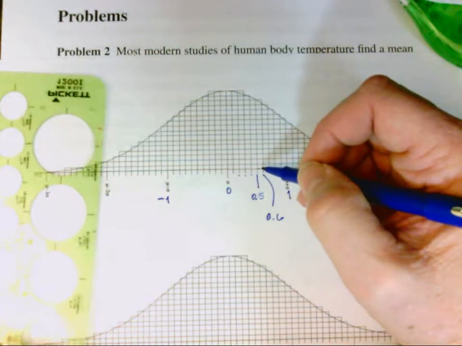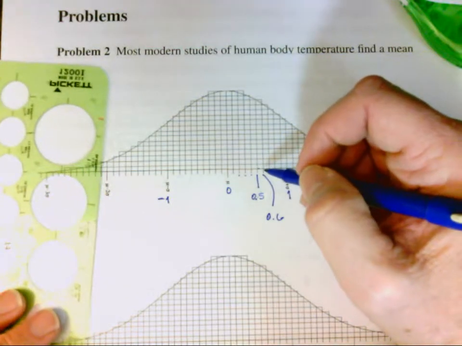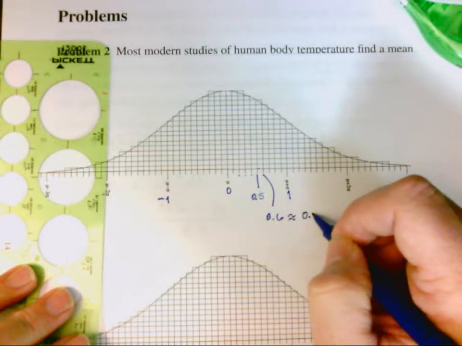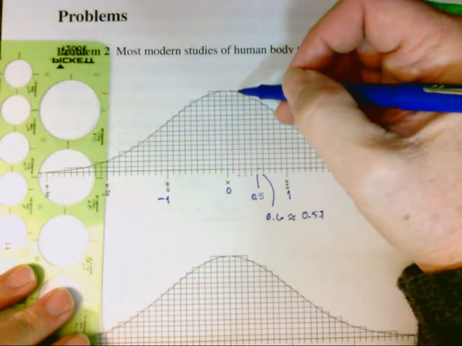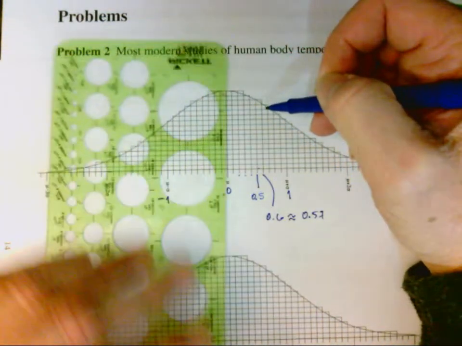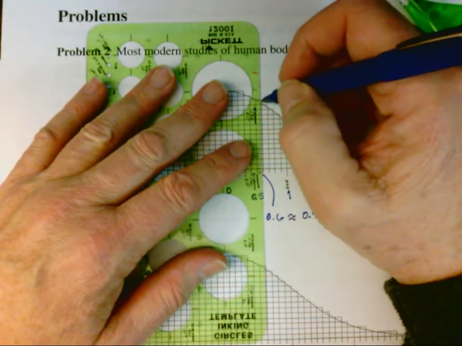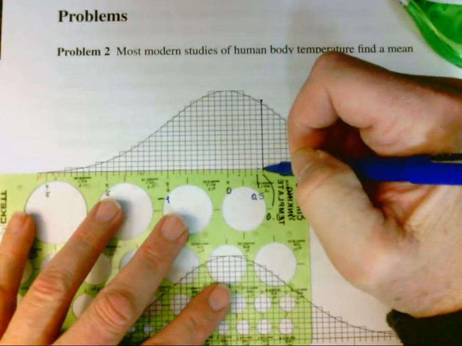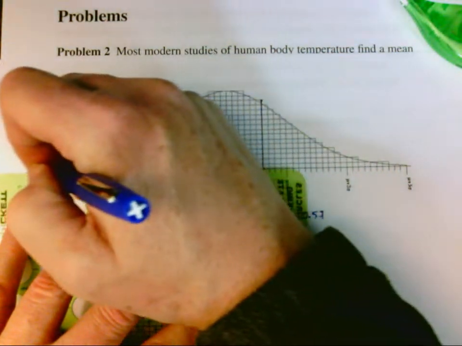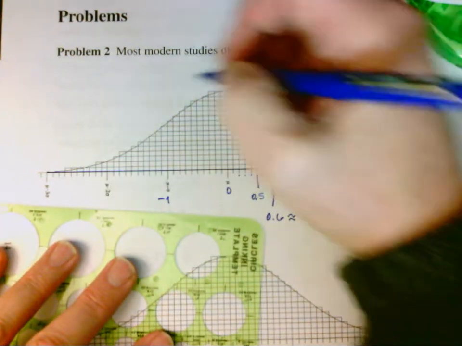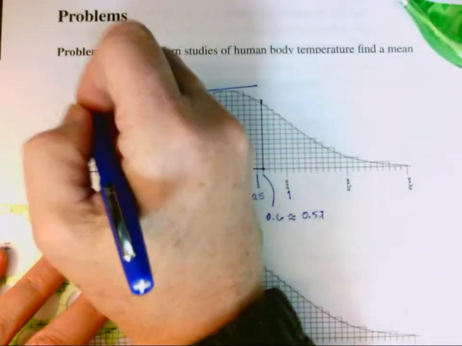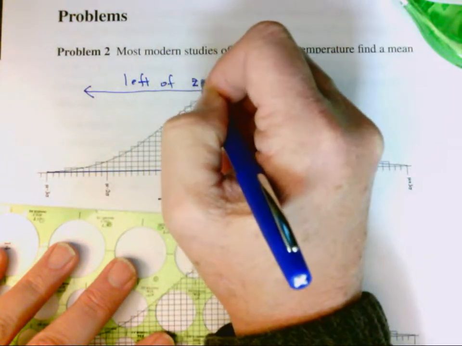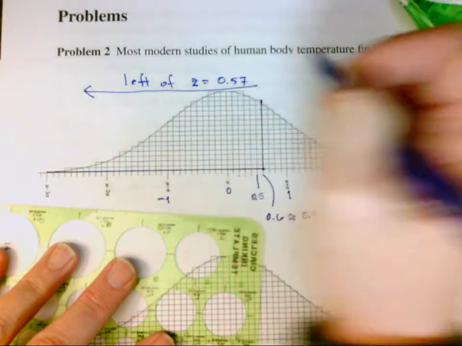For the purposes of this, I'll just round up to 0.6. So this is approximately 0.57, especially since I've got a little bit of jaggedness along the top of this. So I want all the data that are to the left of that z cutoff. So these are the data that are left of z equals 0.57.